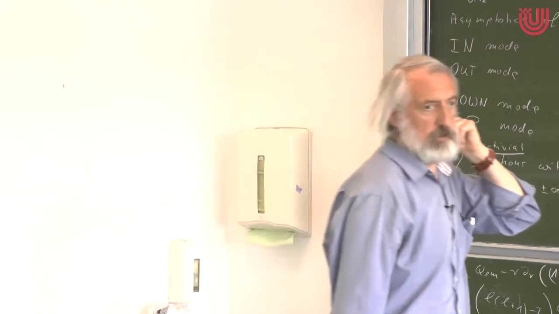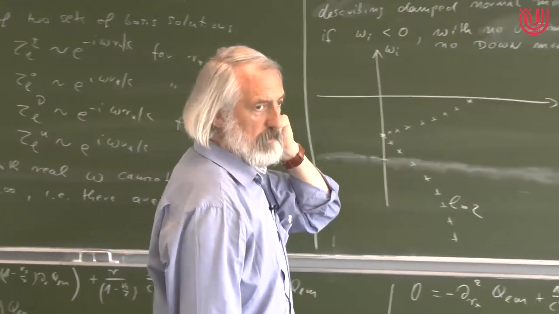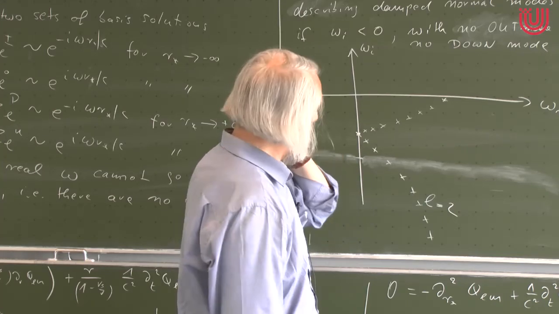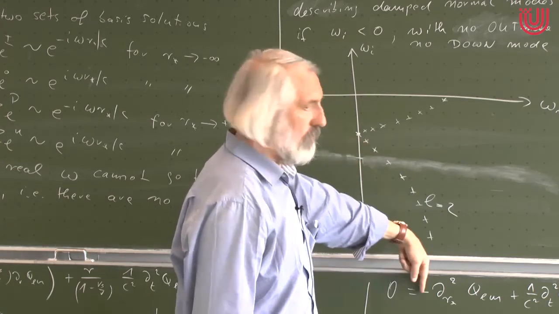So we never reach omega R also with a lower branch? I'm sorry? So we never reach omega R also with a lower branch of this? So you mean if this stops somewhere? No.